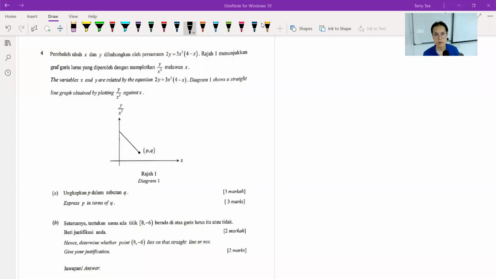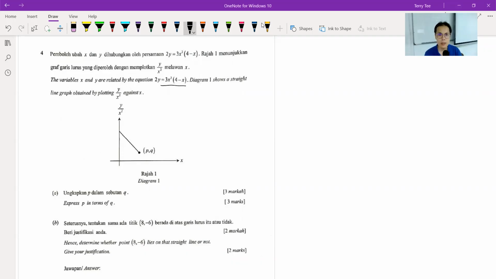Okay, moving on to question number 4. This is from the chapter Linear Law. So you're given variables x and y, and they are related by this equation. Diagram 1 shows a straight line graph obtained by plotting y over x squared against x. So we're supposed to express p in terms of q.